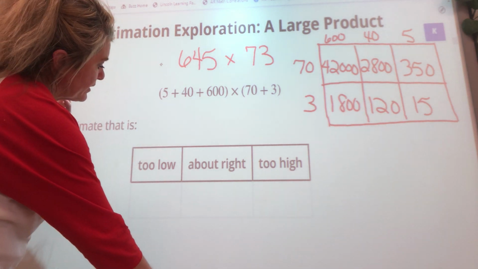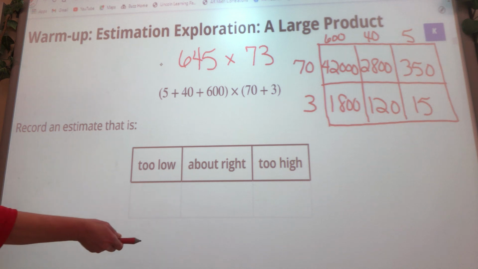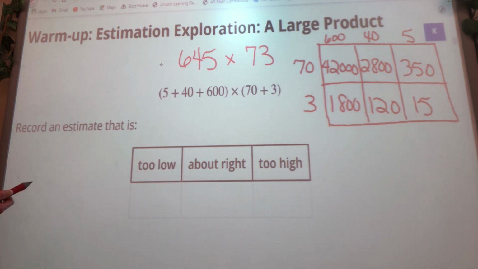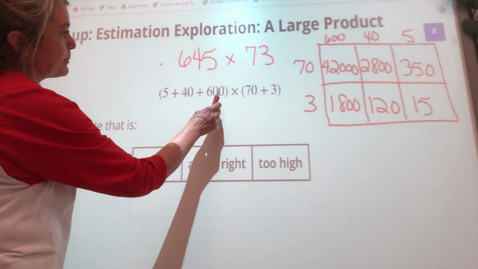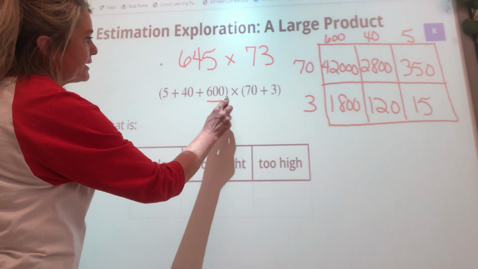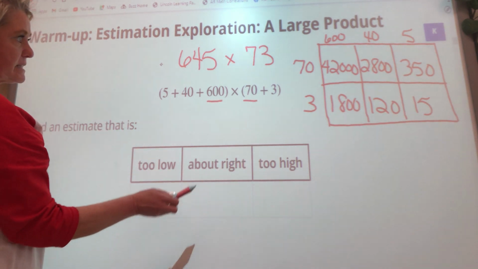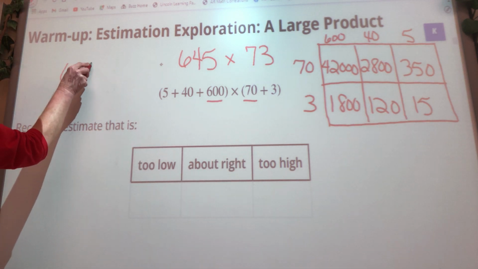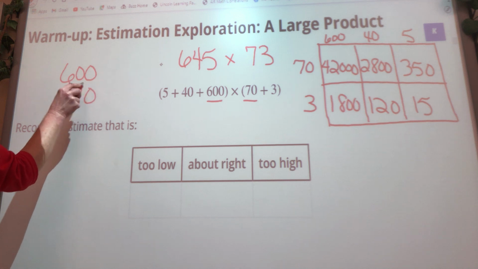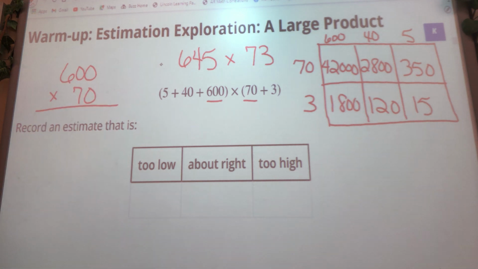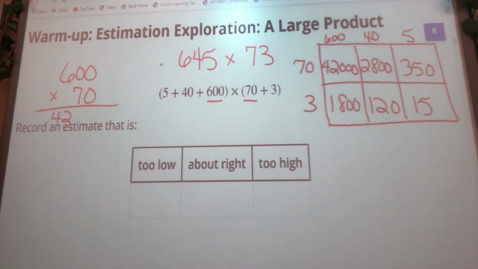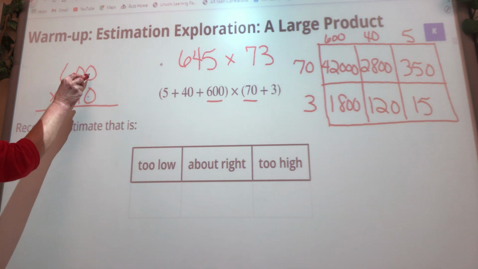And then you know how they always ask us something that would be too low, too high, and about right. So the first thing I would do, I would just look at my biggest numbers in here. I have 600 and I have a 70. So 600 times 70, I can do quick math on that. What whole number parts do I see? 7 times 6 is 42. And then how many place values have I not done anything with? 1, 2, 3.